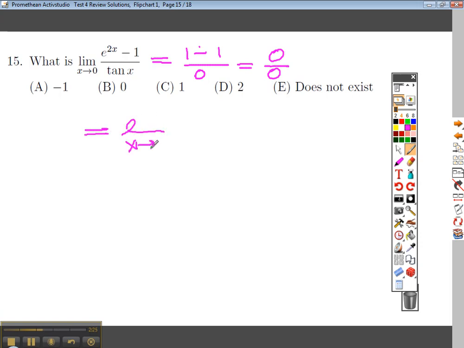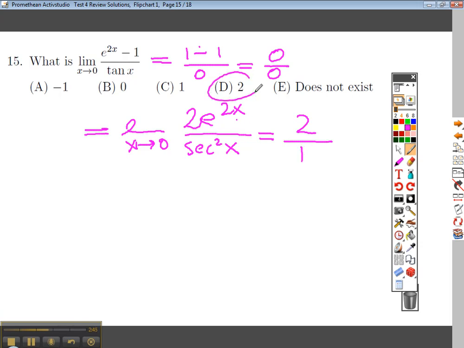I'm going to go to the limit as x approaches 0, the derivative of e to the 2x is 2e to the 2x, all over the derivative of tan x, which is secant squared x. Now if I plug into the top, I get 2 times e to the 0, which is 2. And then secant squared at 0 is 1, secant being 1 over cosine, so the answer is D.